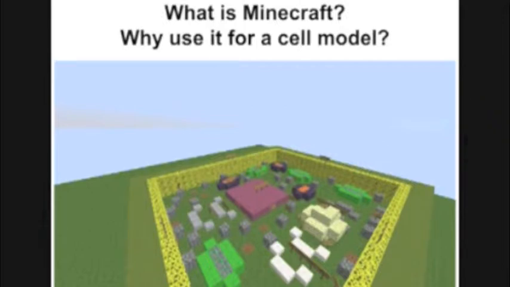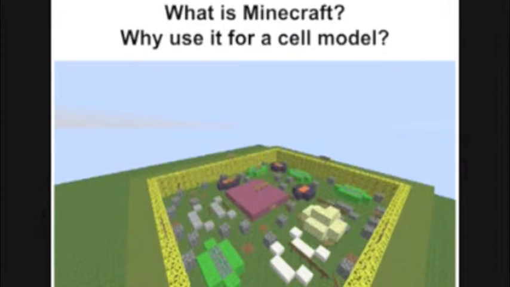Why would I use it for a cell model? I'm already decent at playing Minecraft, and I thought it would be more fun for me to build a digital model, and it would be a cool learning challenge. So I asked Ms. Sorensen if I could, and she said sure. Then she let the other 8th graders know they could do it too.